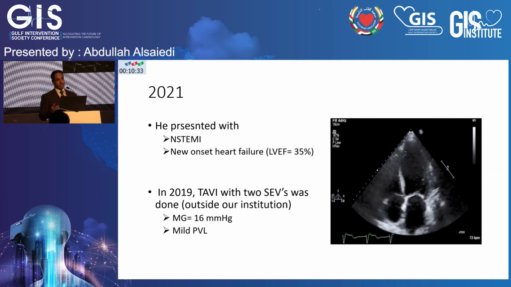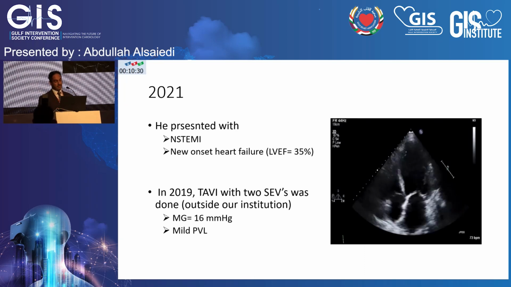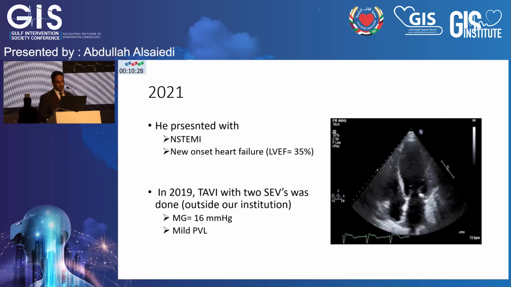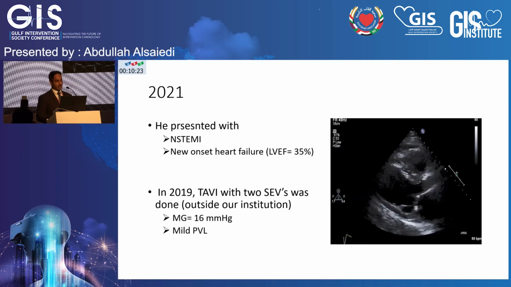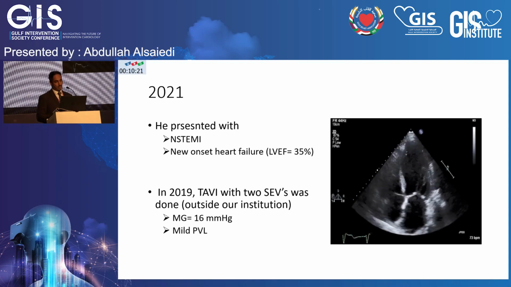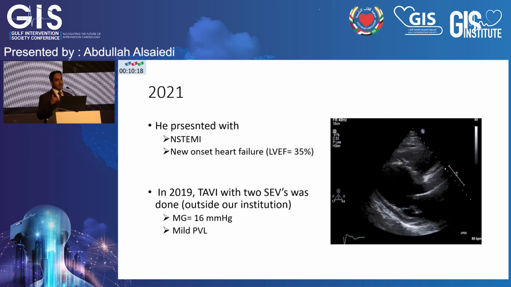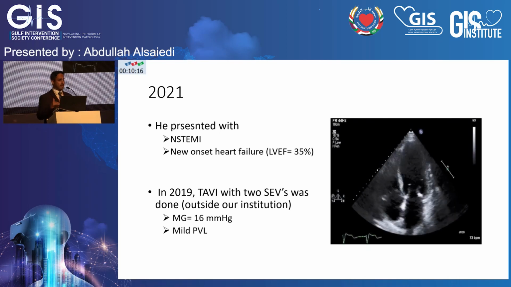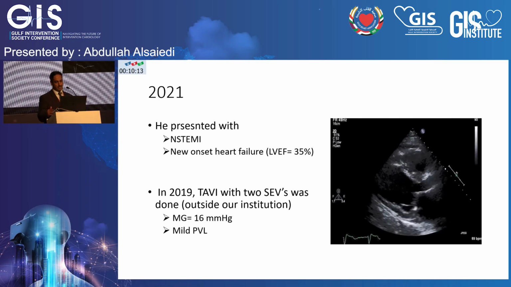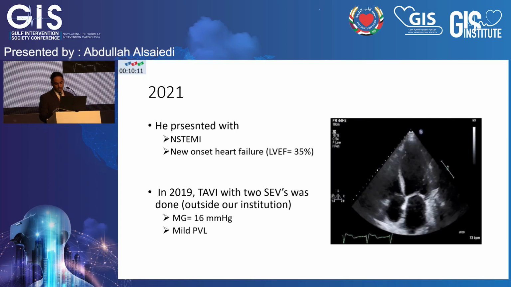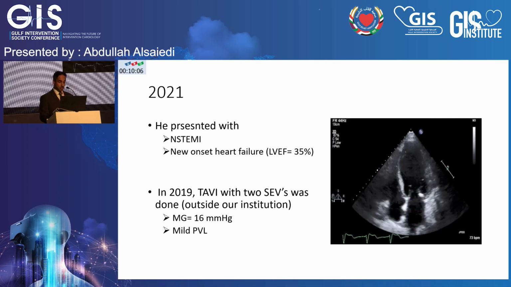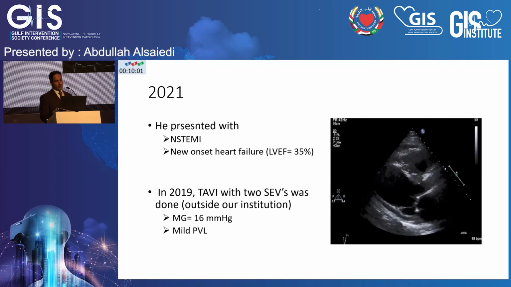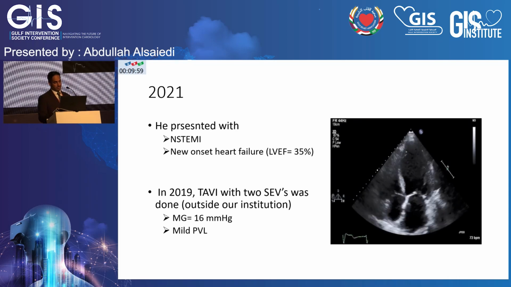Upon asking the patient, apparently he had TAVI done with two self-expandable valves, Evolut, at the same index procedure. According to the report, the first valve was partially deployed higher than it should be, so they put a second valve just to fix the first valve. When we did echo for him, the mean gradient across the two valves was reassuring, 60 millimeters of mercury, and there was a mild paravalvular leak. So at that time, we didn't blame the valve for his presentation of non-STEMI.